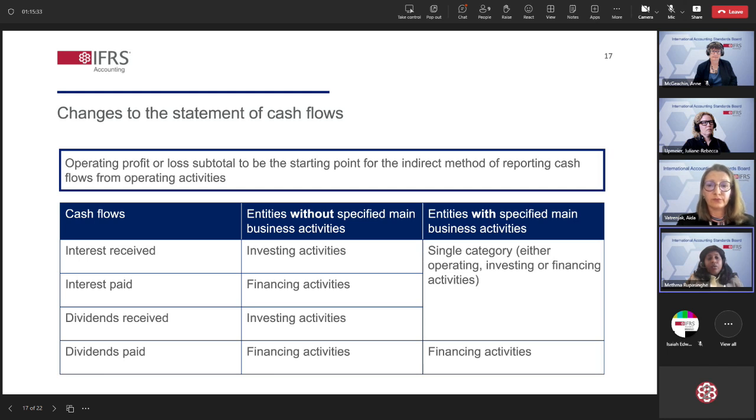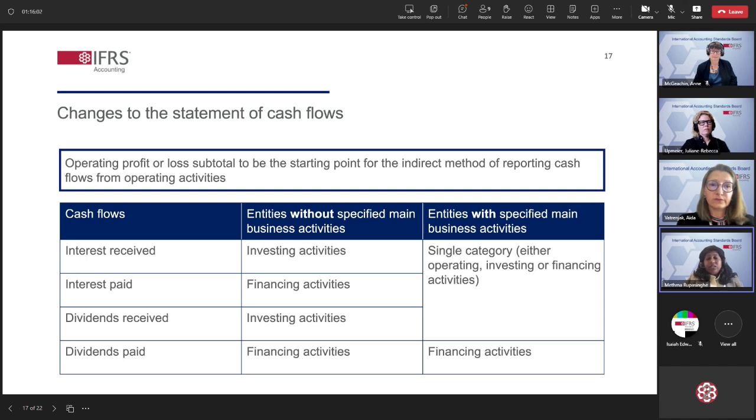By requiring all companies to use the operating profit subtotal as a consistent starting point for the indirect method of reporting cash flows from operating activities, it will help investors analyze and compare companies' operating cash flows. Before the amendments, companies could choose to classify interest and dividend cash flows as either operating, investing, or financing activities in their statement of cash flows. As a result, classification varied even among companies in the same industry.